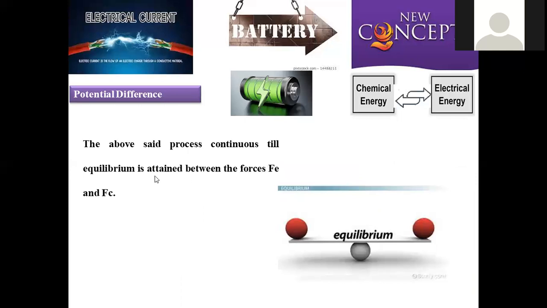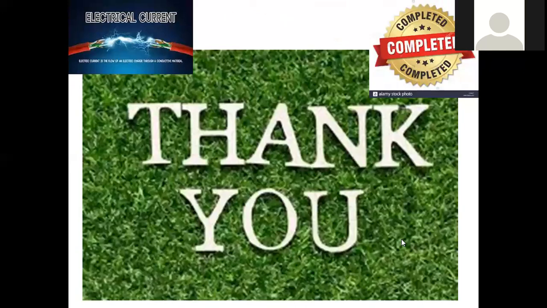The above said process continues till equilibrium is attained between the forces of electricity and the forces of chemical energy. So the same pattern will continue until they attain the equilibrium condition. What is the equilibrium? Chemical energy forces and electrical energy forces are both equal. Till that point, continuous flow of electrons is possible. Once equilibrium is maintained, the flow of electrons stops, movement of electrons is not possible, and current origination is also not possible. By this, we complete this session.